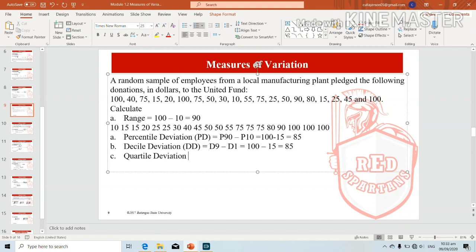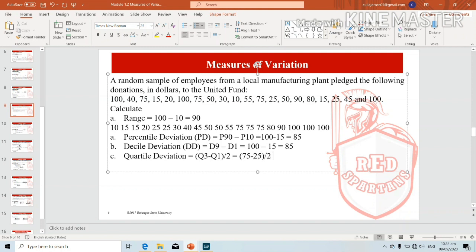And for quartile deviation, ang formula natin is Q3 minus Q1 over 2. So, kunin natin ang Q3. Ang formula natin ng Q3 ay 3n over 4. So, 3 times 20 over 4 equal to 15. Alin ba yung pang 15 na value? So, ang pang 15 value natin is 75. Then, for Q1, 1n over 4 or 1 times 20 over 4 is 5 or pang fifth value. Ang pang fifth value natin is 25.